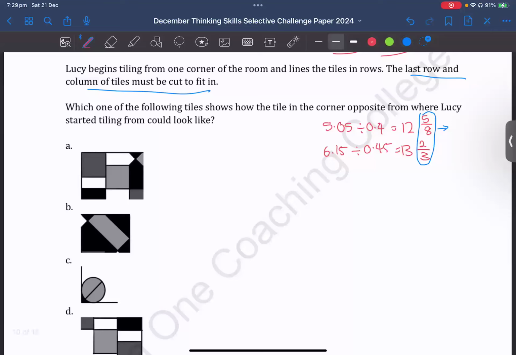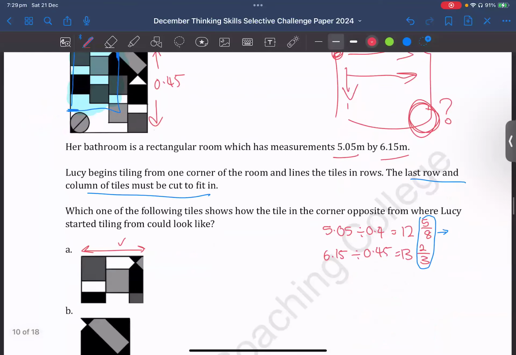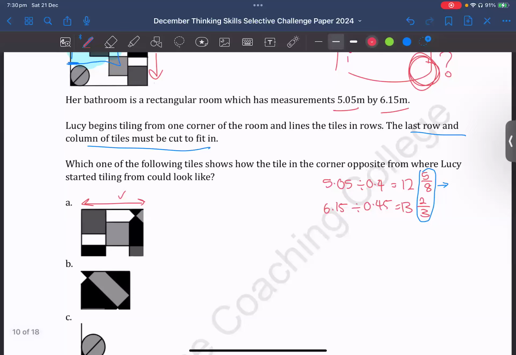So just going through this question, A, I noticed that the length looks correct. It looks roughly to be 5/8. So yep, that's nice. But I noticed the height is incorrect. This looks more like 1/3 of what we have there. So I would say A is not a good answer.